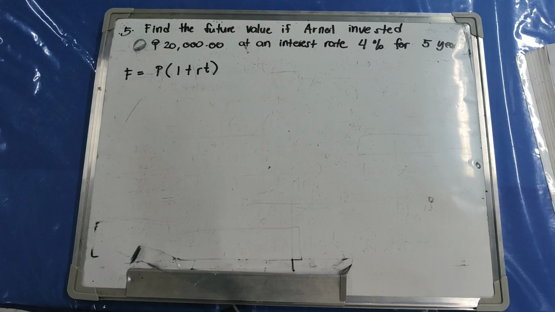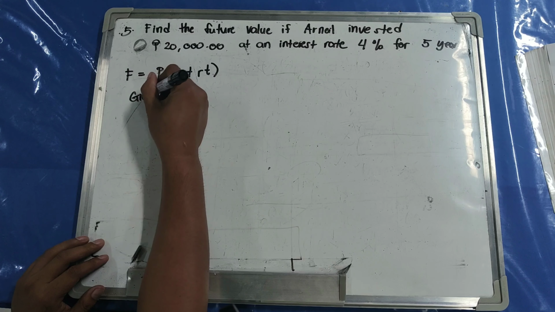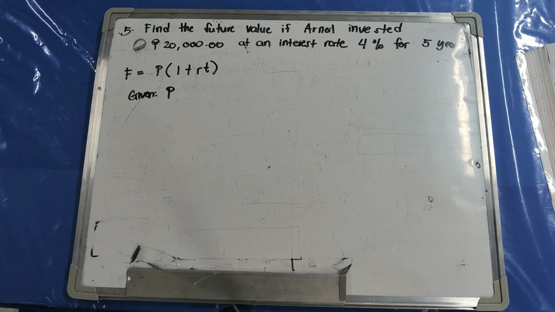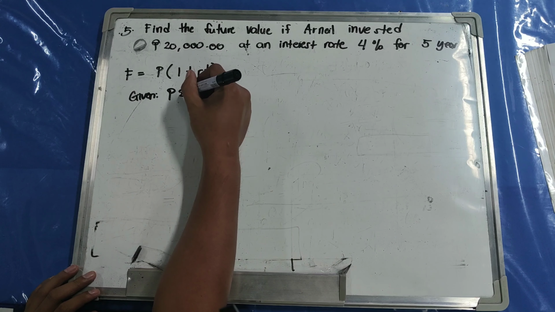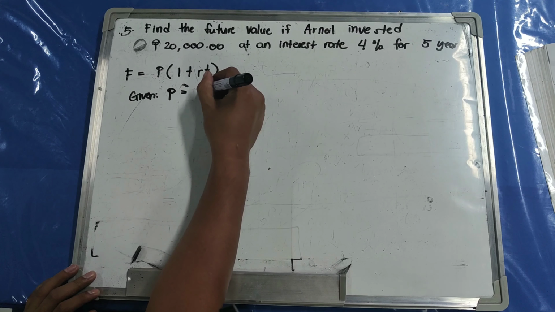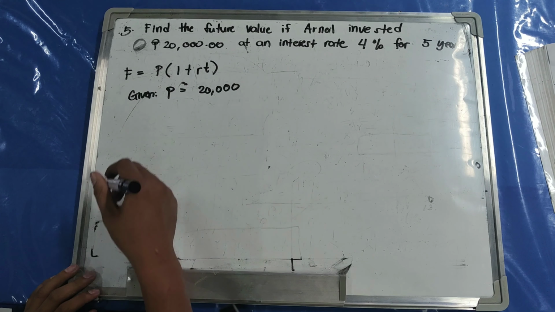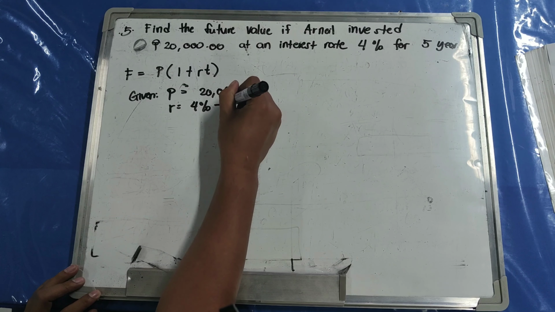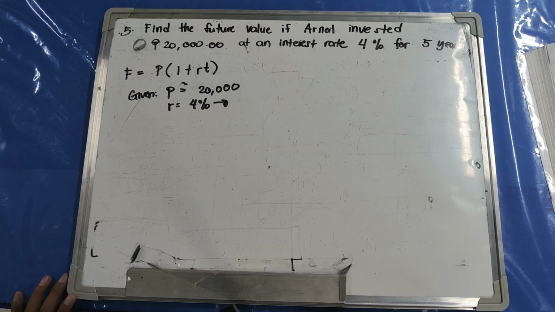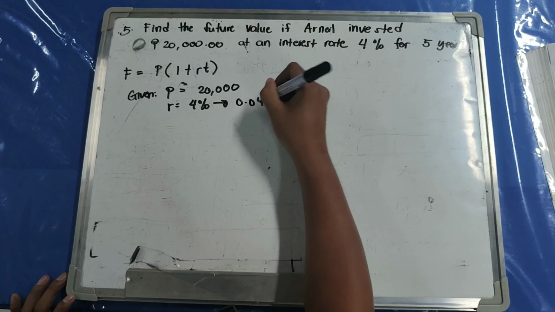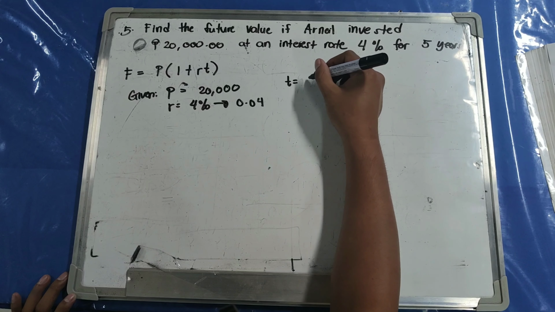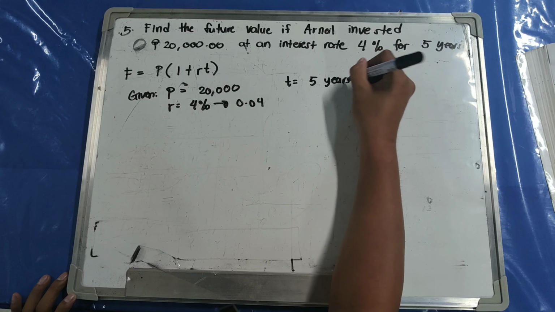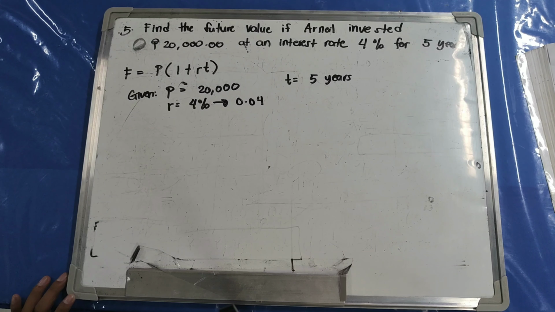So for you not to be confused, you have to identify the given before solving. What are the given? Our principal, which is the amount borrowed or the amount invested, is 20,000 pesos. The rate is 4%. Again, convert it into decimal: 4 divided by 100 is equal to 0.04. And the time is 5 years. So we're done identifying the given.